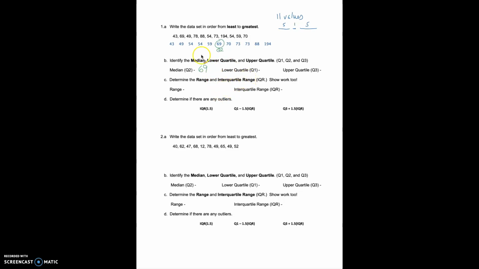So to find the lower quartile, I'm going to find the median here. How many do we have here? Again, we have 1, 2, 3, 4, 5. So what's the median? The median, or the lower quartile, is 54. So that would be my Q1. Right? So the lower quartile is the middle value of the bottom half of data. So 54. And the upper one, the middle term here, is 73. So that's Q3.